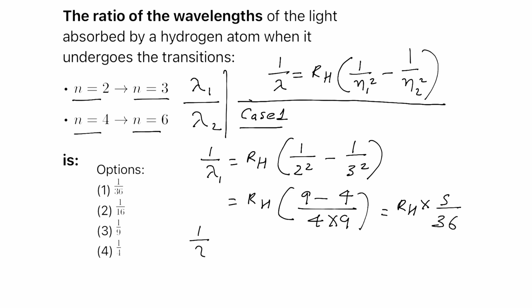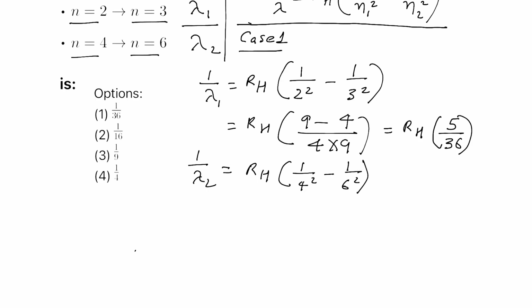Now 1 by lambda 2. What is 1 by lambda 2? RH into, second case, n1 is 4 square minus 6 square, which is 36, right? Got it? Try to do maximum steps in your mind. So RH into 6 square is 36 minus 4 square is 16. So 36 minus 16 is 20 by 16 into 36. Don't multiply, okay? Don't find the product in the denominator. Keep it like that. No issue.